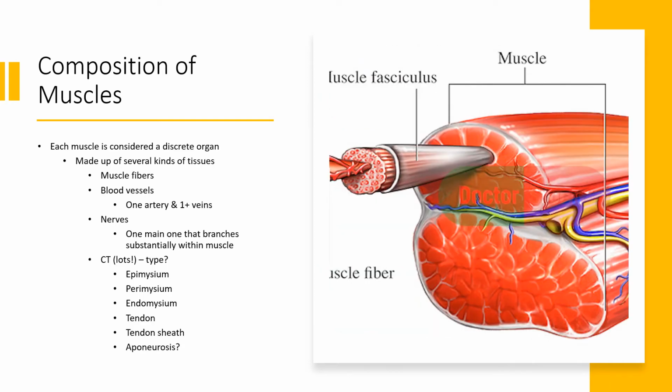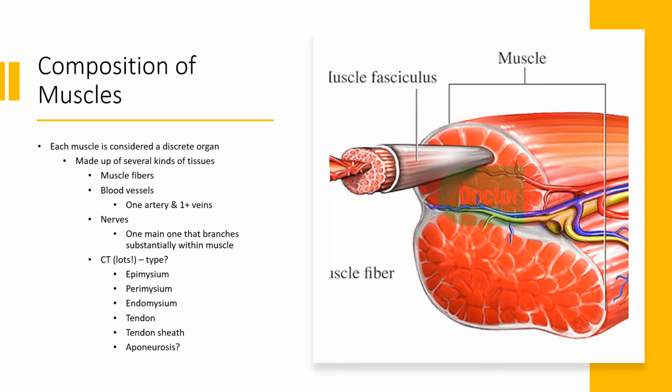Each muscle is considered a discrete organ. Each muscle operates separately from other muscles technically. Now, many of them are arranged in groups. You're rarely going to just contract one muscle. That signal will get sent to multiple muscles, but each muscle is its own separate thing.